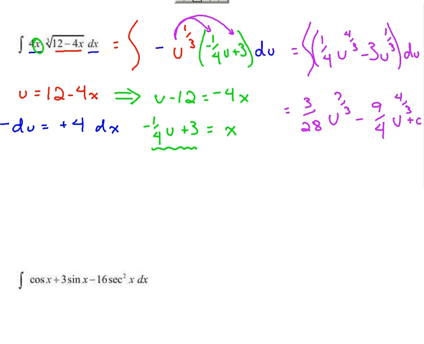Now we've taken the antiderivative. And just like the last one, got to make sure everything's in terms of the original variable. So take the u's out. And in place of those u's, we put the 12 minus 4x back in.